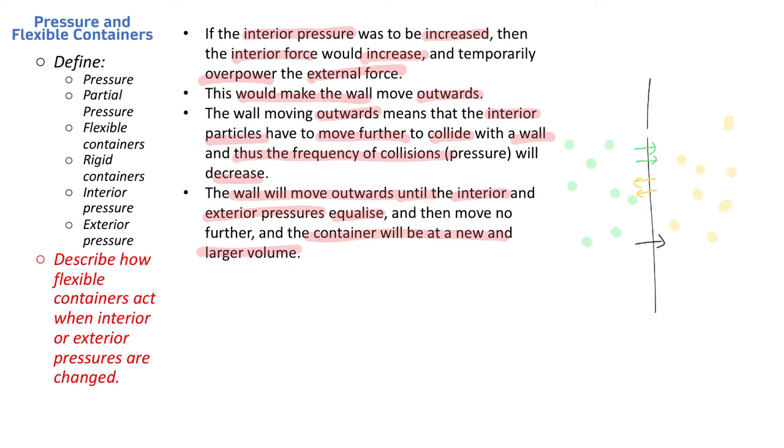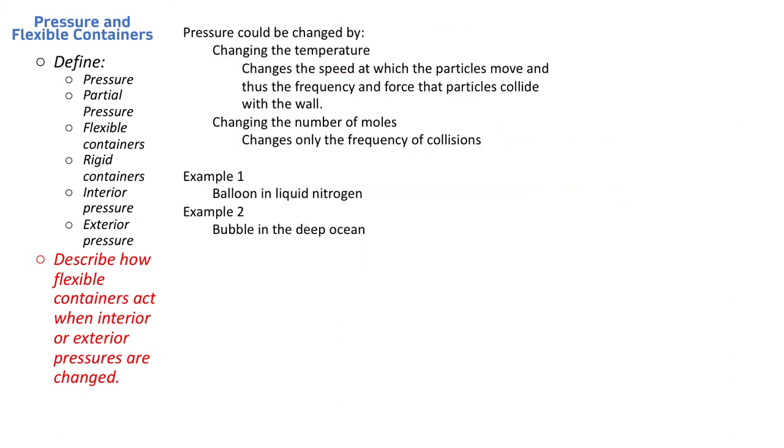That's the idea of what happens with flexible containers. You will change a pressure somehow, and that will change the equality between interior and exterior forces. That will make the wall move somehow. The wall moving will change the frequency of interior collisions, and then the wall will move until the pressure equalizes and the container will be at a new volume. So let's go through a couple of examples. Actually, first of all, how can the pressure be changed?